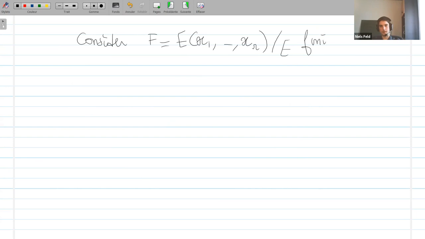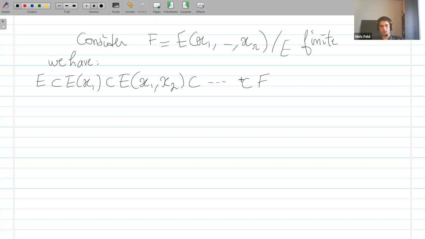Obviously, if you consider a finite extension over E, then by induction, we have a sequence of subfields like this, and we define the Bass-Tate transfer of these extensions by induction.